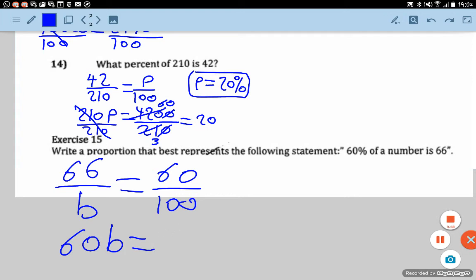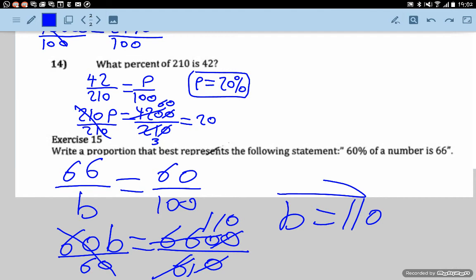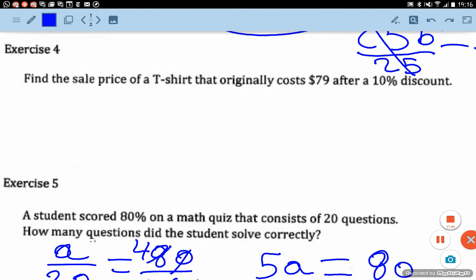equals 6600. Then we divide by 60. We simplify the zero with the zero, and the 6 will be 1, and the 66 will be 110. So b equals 110. Now let's go for exercise number 4.